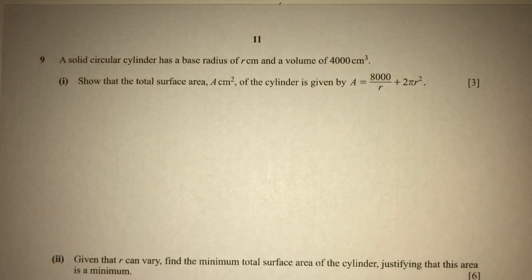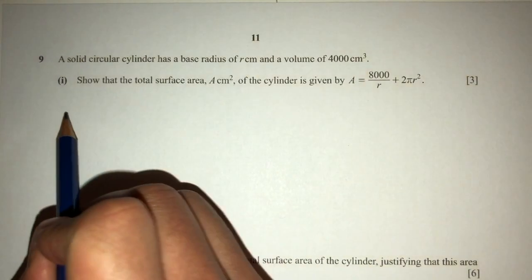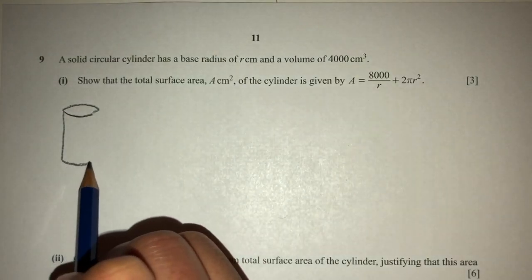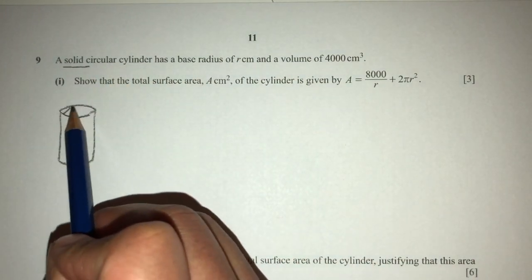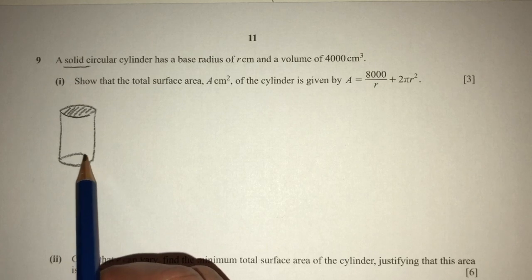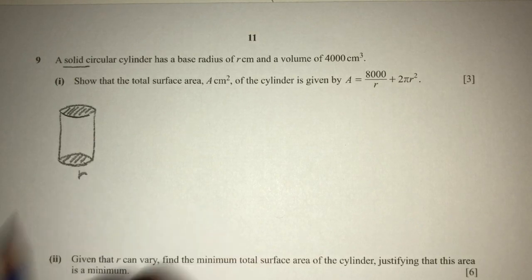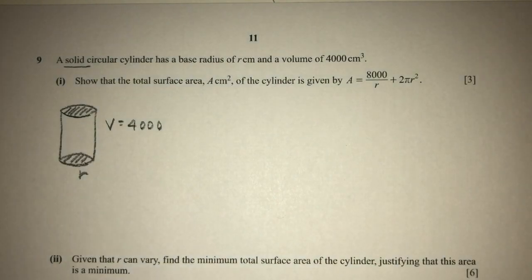So here we have a solid cylinder, has a base radius r and a volume of 4000. Whenever you have a question which is about volume, shapes, area, you can always draw something. For example, what is a solid cylinder? It will be something in this shape, right? Solid means it is closed on the top as well as the bottom. This is what it means to be a solid cylinder. Now, the base radius is r, and the volume is 4000. That has been given to you.